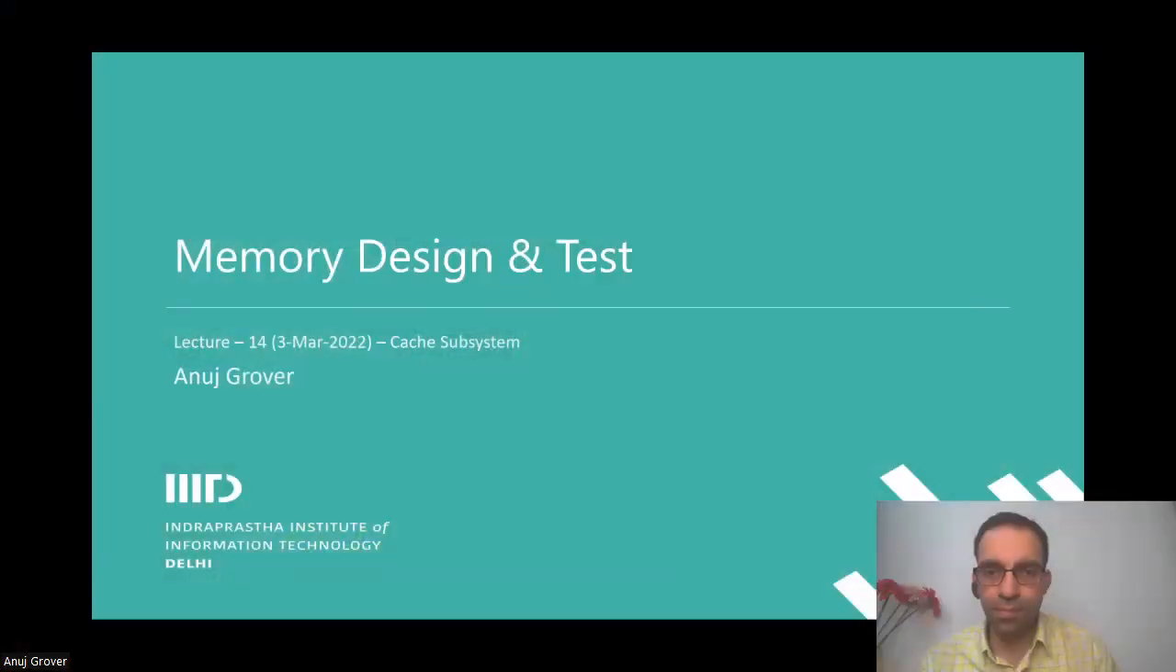What is a cache? Caches are small capacity, high speed memories that are placed nearer to the processor, so that the processor doesn't wait to get chunks of memory directly from the main memory. It can look at the cache itself.